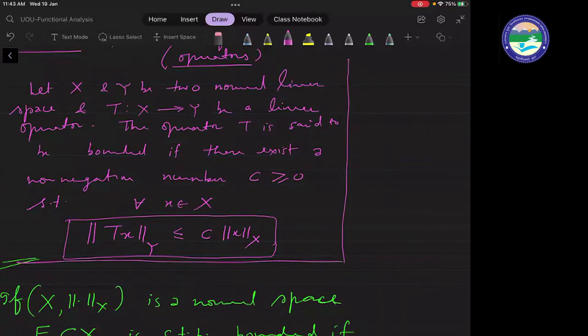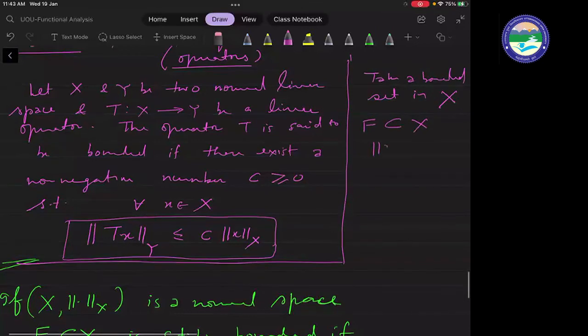Now what you do, you take a bounded set in X. तो इसका मतलब आपने एक set F लिया, bounded set. उसकी property क्या है? Norm x is less than or equal to M for some fixed M greater than zero and for all x in F.